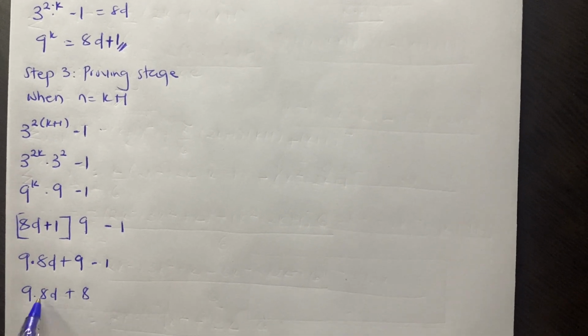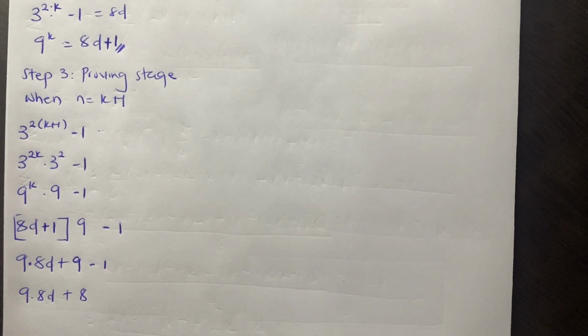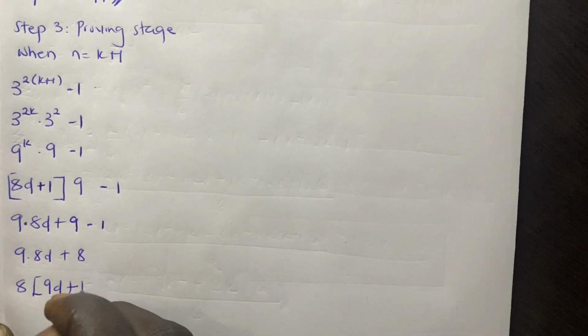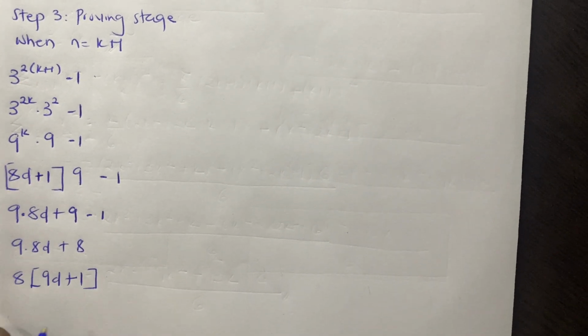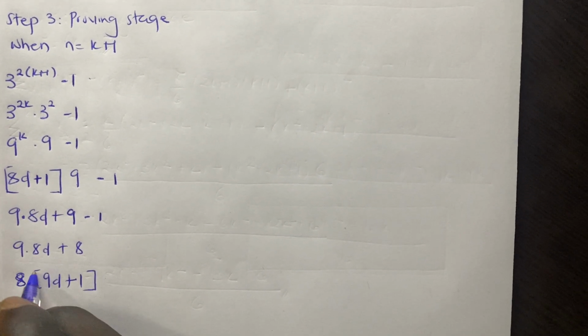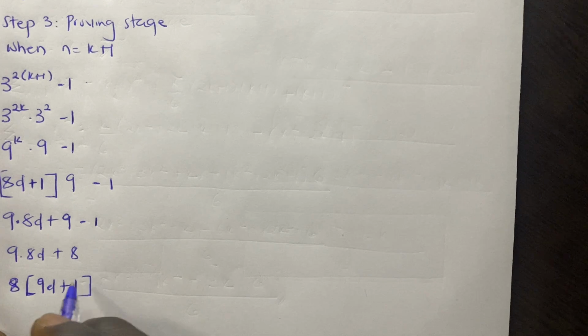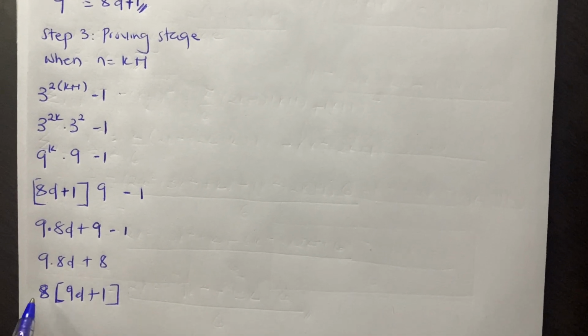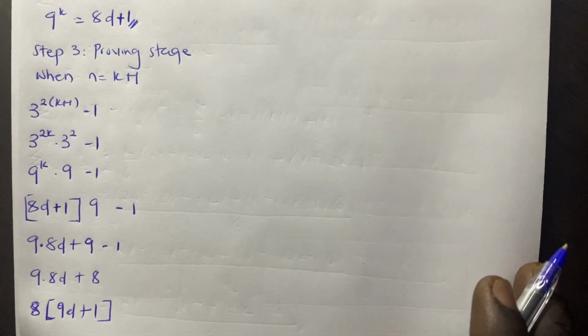Here 8 is common to both terms, so we can bring 8 out and get 8 into bracket 9d plus 1. So now our expression is 8 multiplying something, which is 9d plus 1. It means that this whole expression is a multiple of 8 because it has 8 multiplying something. Please, I hope you understand that.